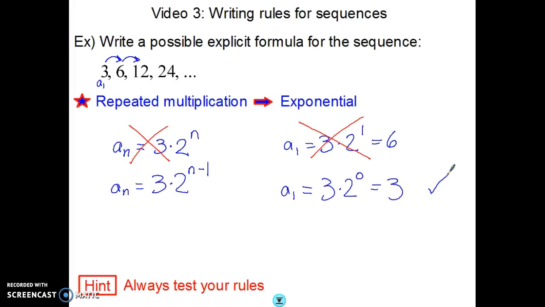And you can go and test this for the other terms as well. A sub 2 is 3 times 2 to the 2 minus 1 is 1. And then 3 times 2 is just 6. So that one works as well. And you could test the other two terms, they also work.